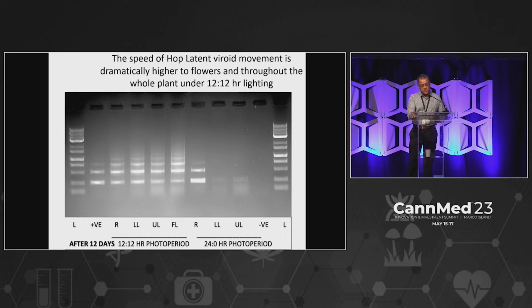So we think that the switching of the plants from a vegetative stage into a flowering stage is causing that particular viroid to move upward into the flowers. We don't know why just yet, but it's interesting and has implications for seed transmission.